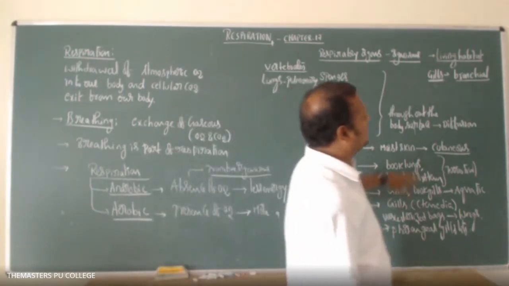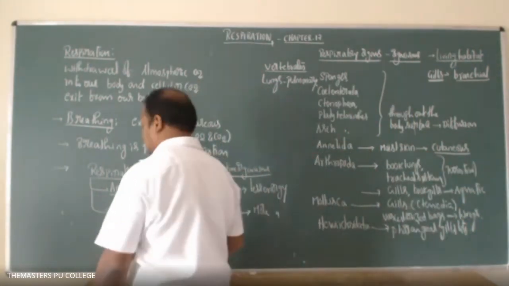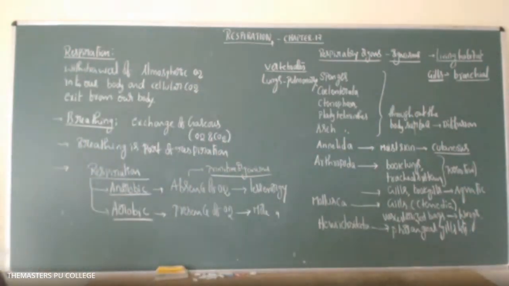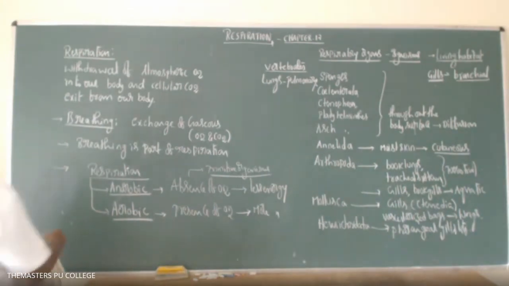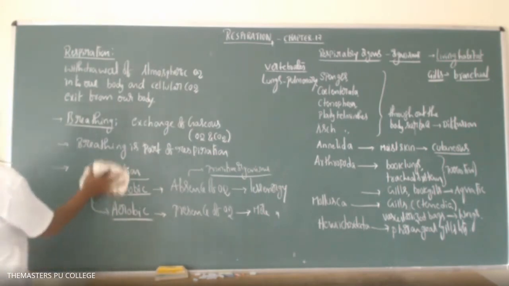By the lungs, the type of respiration is called pulmonary respiration, right? Through the gills, what is the type of respiration, students? Branchial respiration. Is this clear? Right, next one.